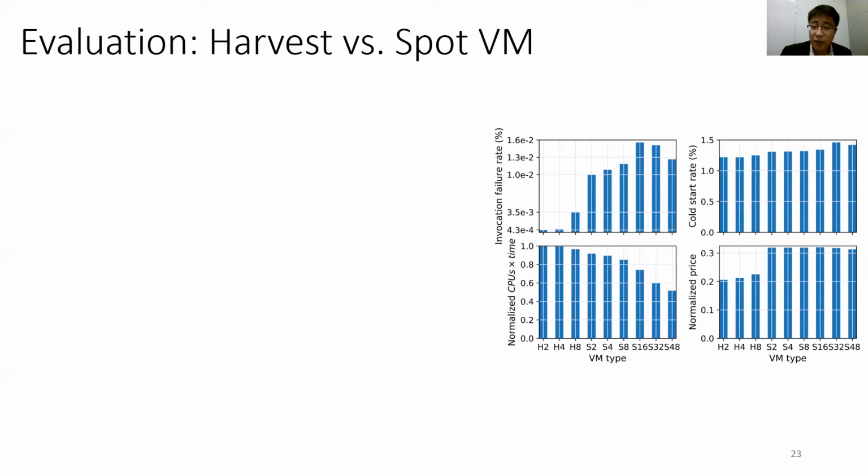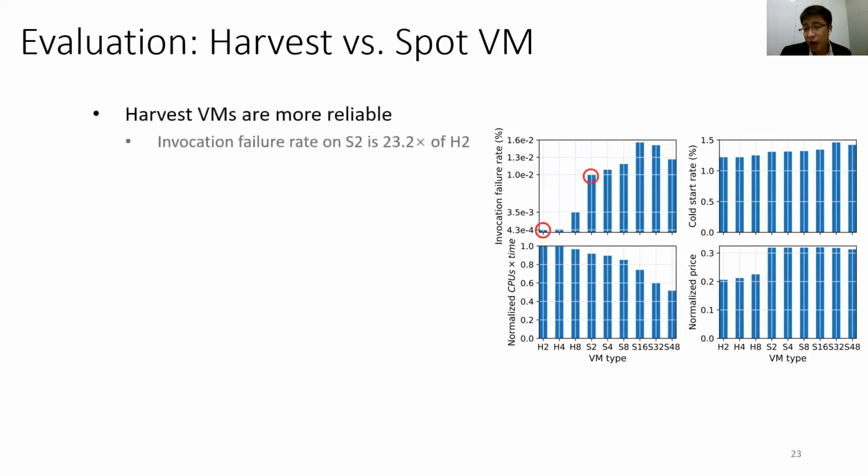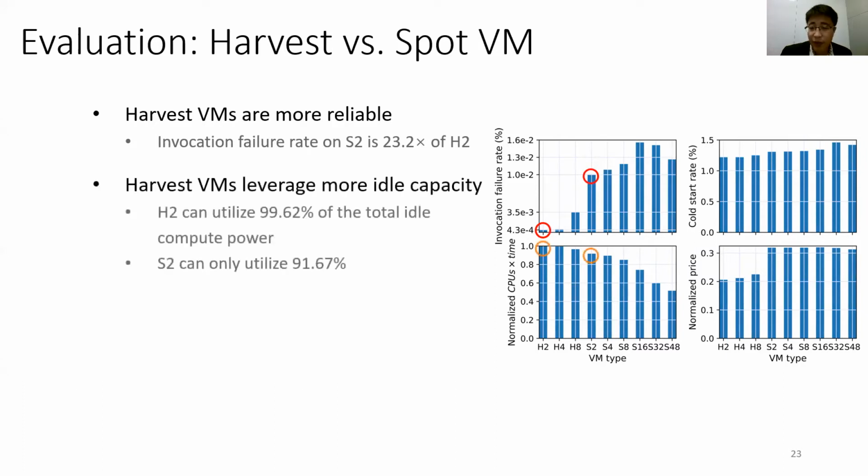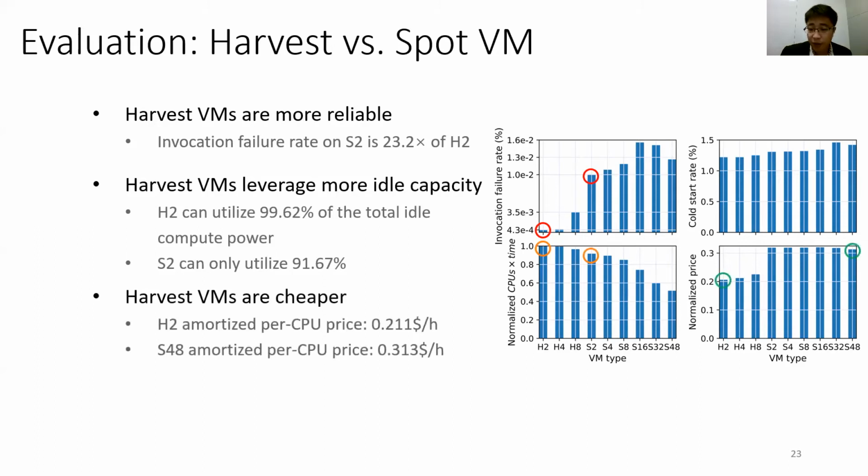Essentially, Harvest VMs are better than spot VMs in multiple dimensions. So first, Harvest VMs are more reliable. Invocation failure rate on S2 is 23.2x as H2, as shown by the red circles. Second, Harvest VMs leverage more idle capacity. H2 leverages almost 100% of the idle capacity, while S2 leverages only around 92%, as shown in the red circle. Third, Harvest VMs are also cheaper. The amortized CPU price of H2 is 33% less than S48, which is the cheapest of all spot VMs, as shown in the green circle.